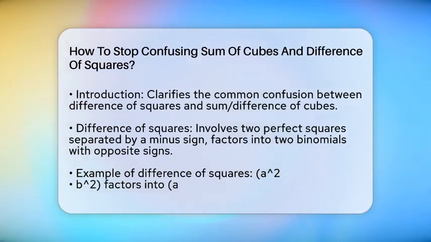The difference of squares involves two perfect squares separated by a minus sign. For example, a² − b². This always factors into two binomials: (a − b)(a + b). The key points are that both terms are squared and the sign between them is minus. When you see this pattern, think of it as a quick shortcut to factor.